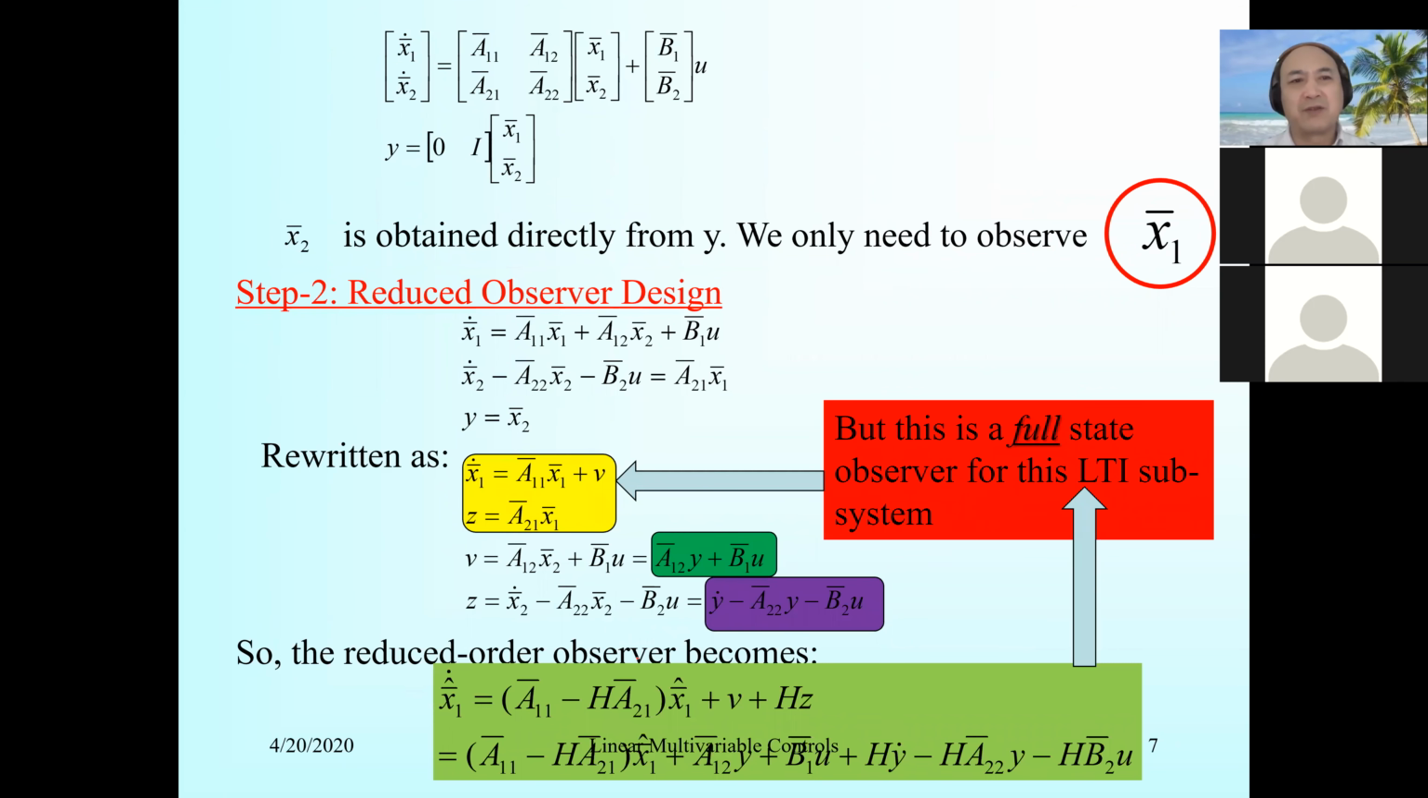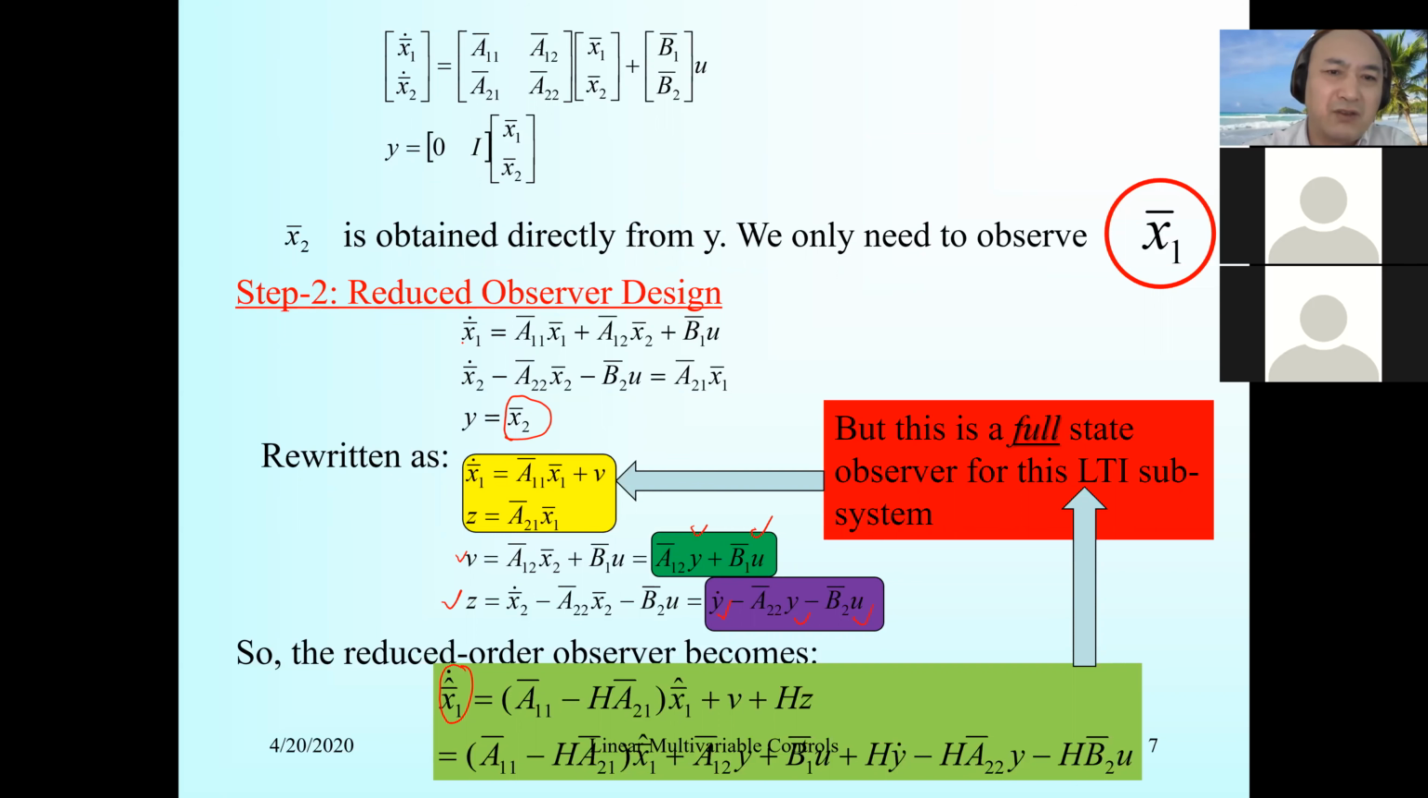In the X bar coordinate, we know that X2 bar is the state we can measure. What we really want to estimate is X1 bar, so only X1 bar needs to be checked. What information is available? U is available, Y is available, therefore V is available, and Y dot is available.